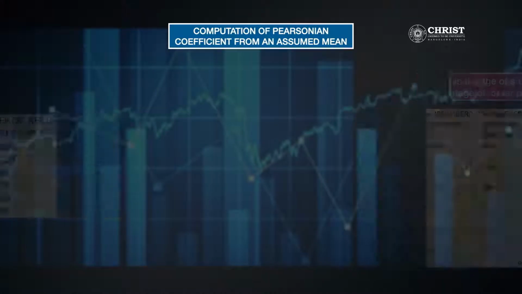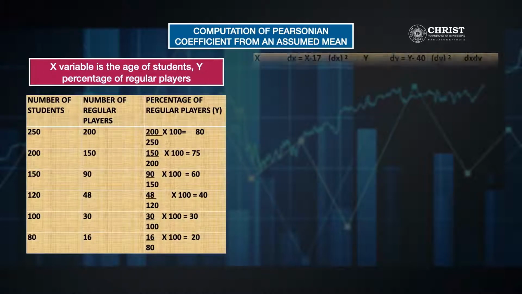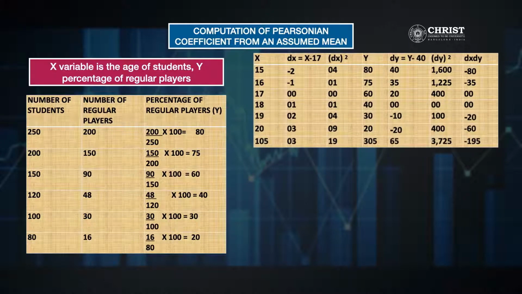Now we have to do the computation. X series values are 15 to 20 and y series values are the computed values. Now we are taking deviation of x from an assumed mean. We are taking deviations from 17 for x and from 40 for y. So dx values are there, dx square values are there. Similarly, dy values, dy square values, and dx into dy values are also there. The total of dx dy is minus 195, dy square is 3725, dy total is 65, dx square is 19 and dx total is 3.